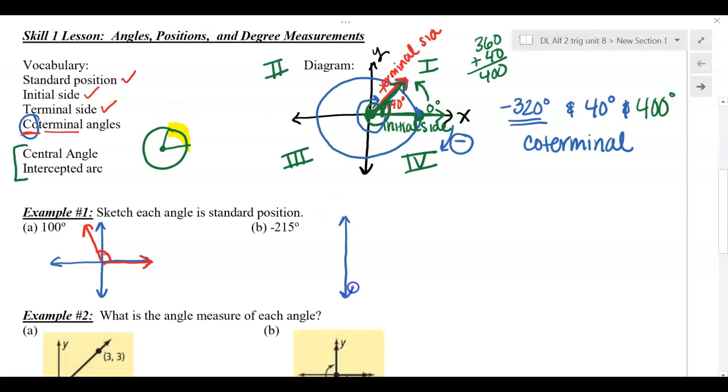For negative 215 degrees, I know that I'm going to go the opposite direction. So from the initial side, I'm going to go in this direction. When I think about 215, I know that I should go through two entire quadrants and then partially into the other. I'm using some things to help me, like the fact that going all the way to this other line is 180 degrees, and that the difference between 215 and 180 is 35 degrees. So I just need to go an extra 35 degrees more than 180. That would put me about there. That would be negative 215 degrees.